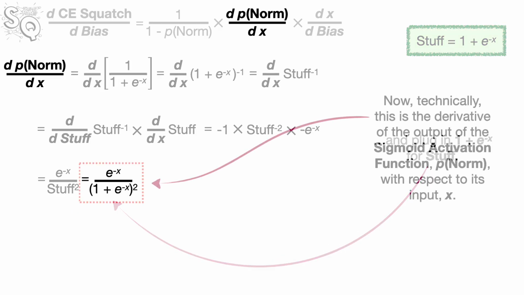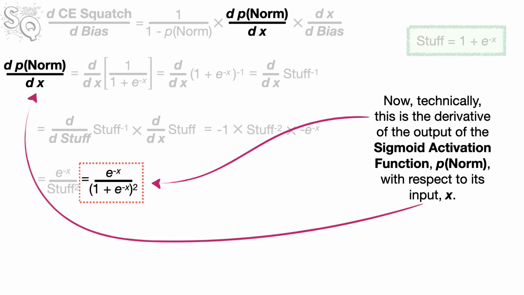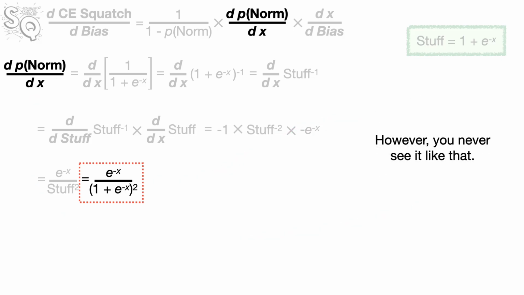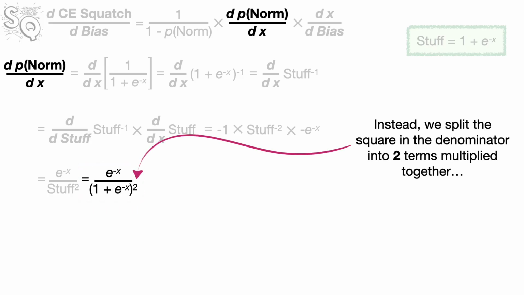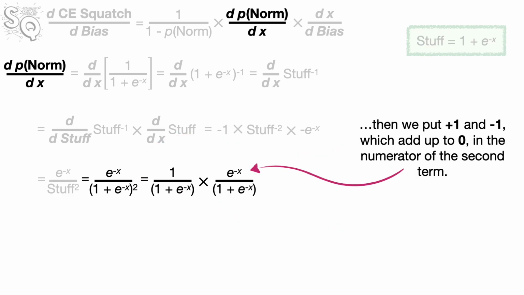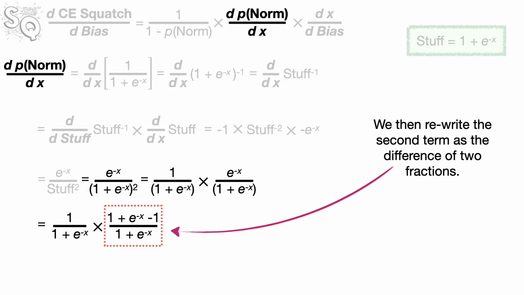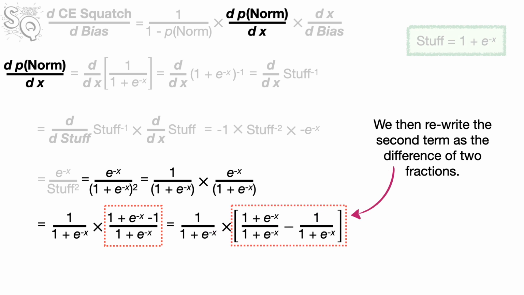Now, technically, this is the derivative of the output of the sigmoid activation function, p-norm, with respect to its input, x. However, you never see it like that. Ever. Instead, we split the square in the denominator into two terms multiplied together. Then we put plus 1 and minus 1, which add up to 0, in the numerator of the second term. We then rewrite the second term as the difference of two fractions.